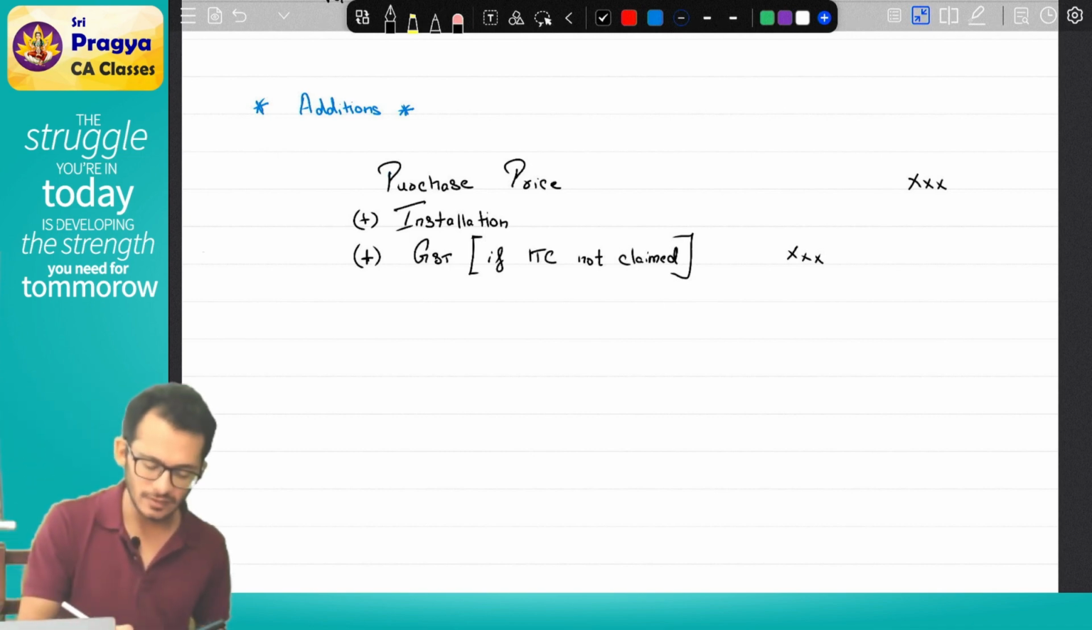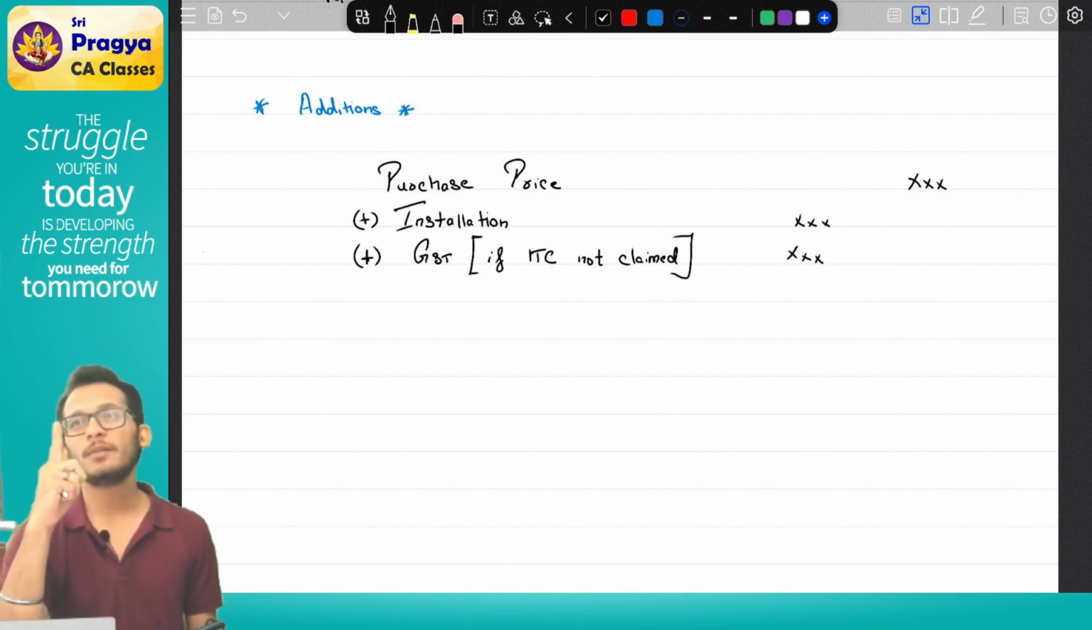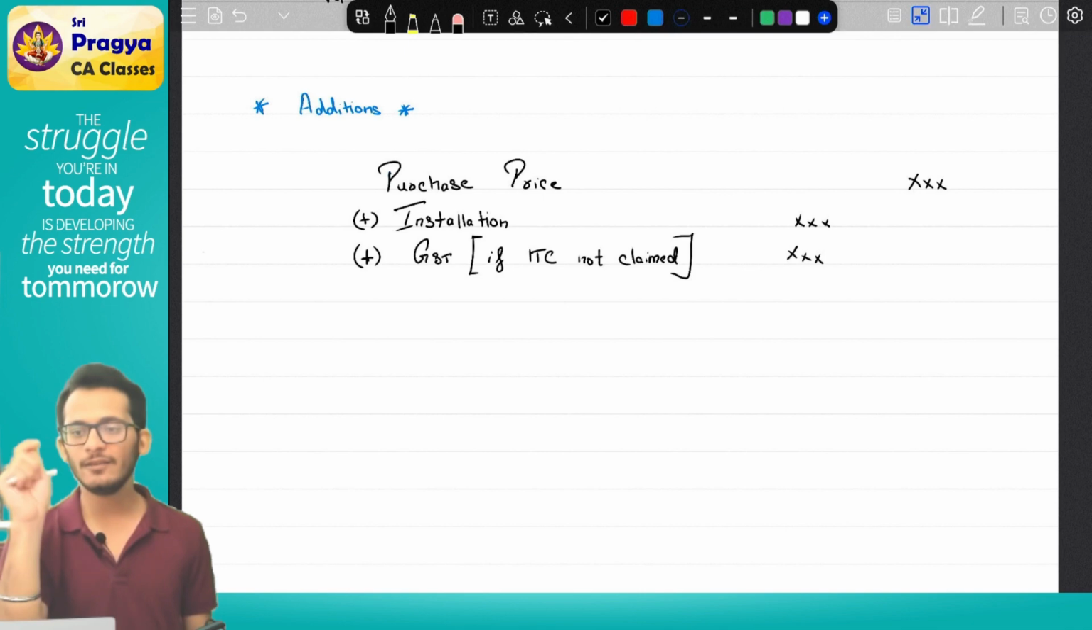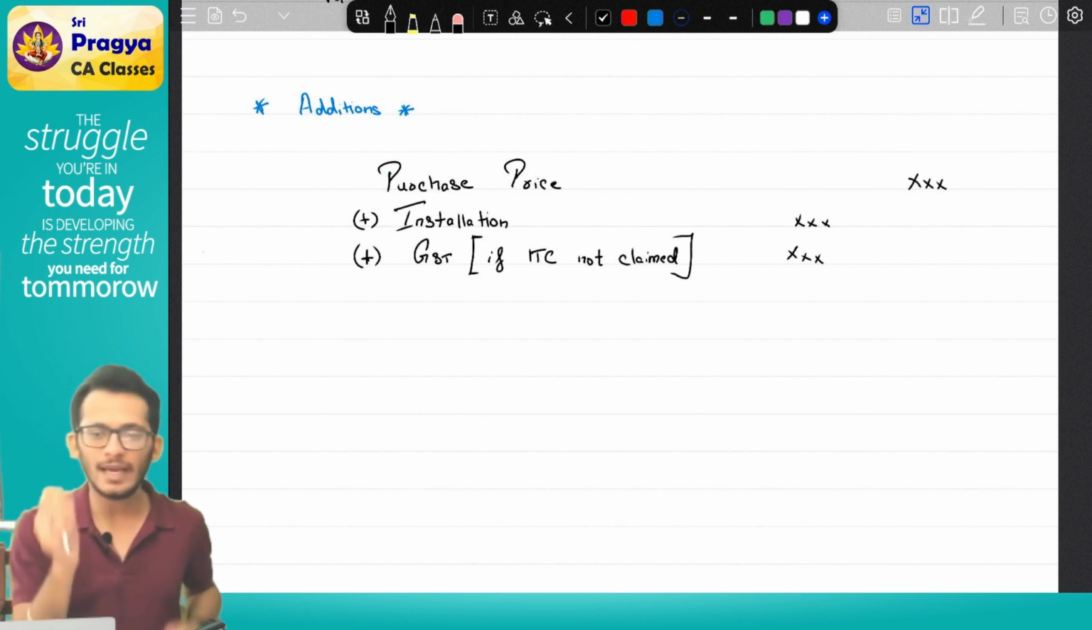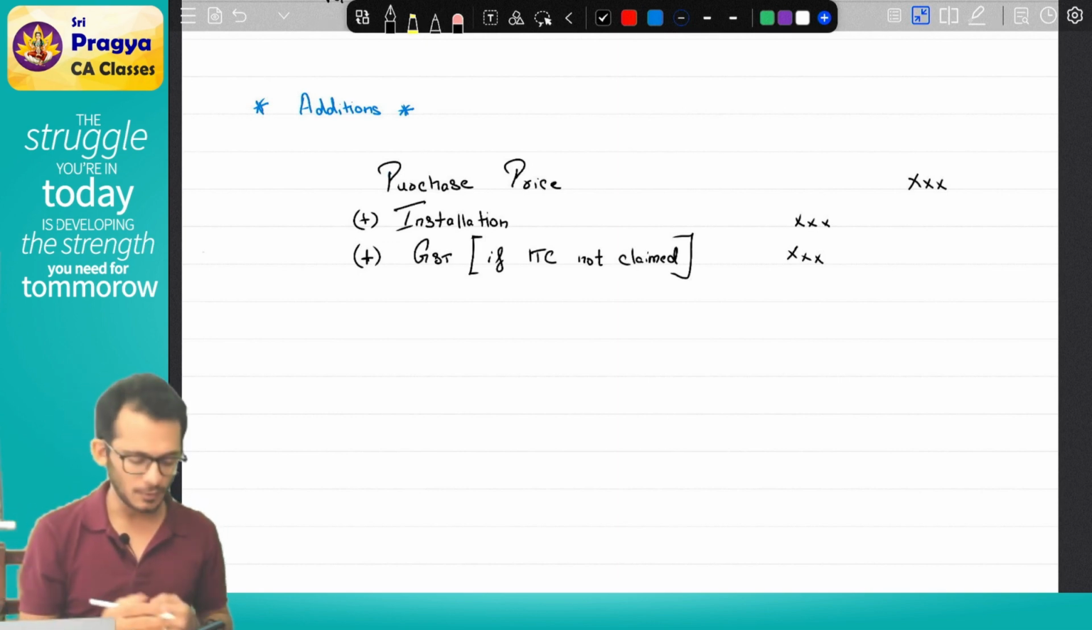So first item was installation, second item is GST. First you went to that person and said, I want to buy a machinery. He gave you an invoice, where purchase price and GST both are considered. Then you bought the machinery. Will you carry it in your hand and come to office? No, you need transportation charges.